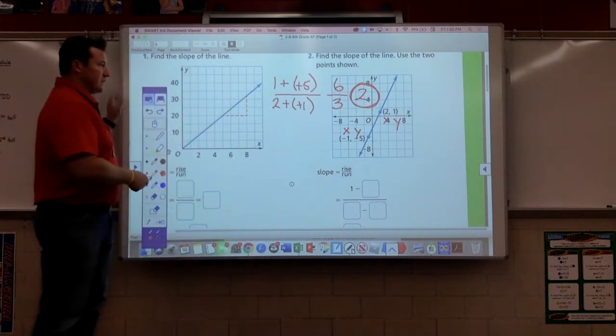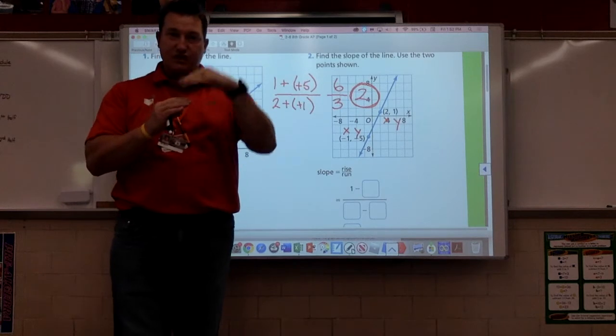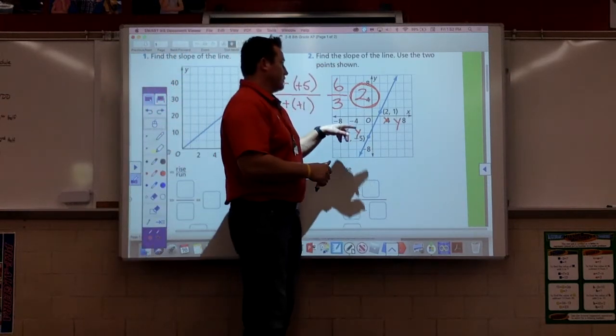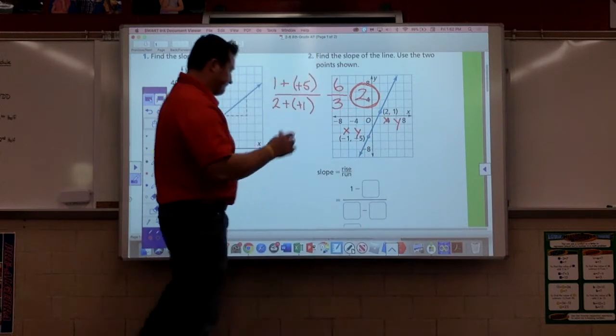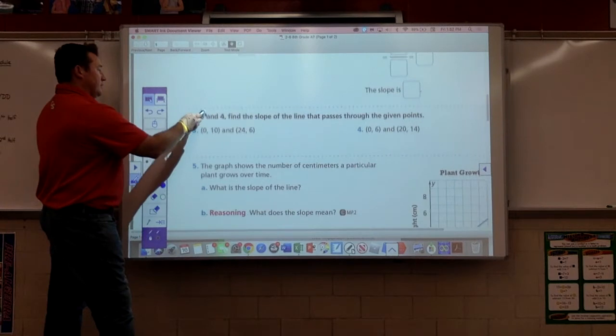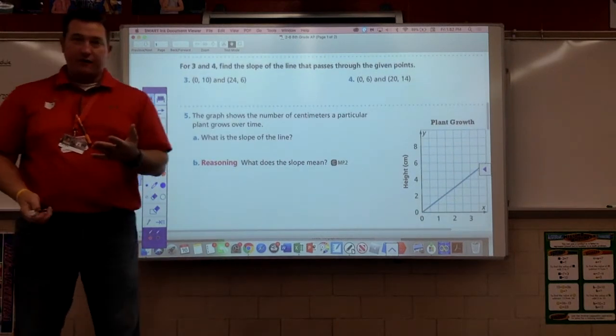What does that mean? That's the steepness of the line, Mr. Knoll. That means it rises 2 units for every 1 unit it goes over. I get it. Okay? Alrighty. Man, not a lot going on here. Again, very straightforward at times, folks.